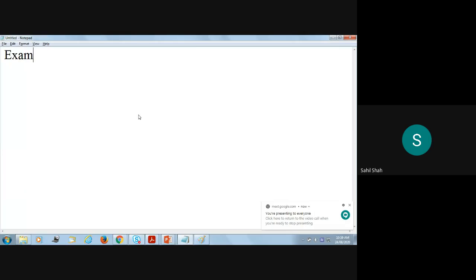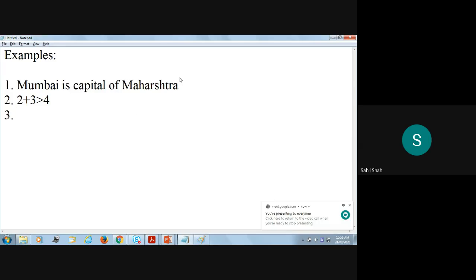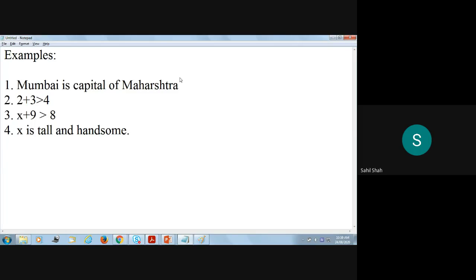So again, examples. First one, Mumbai is the capital of Maharashtra. Second, 2 plus 3 is greater than 4. Third, x plus 9 is greater than 8. Fourth one, x is 9. What do you observe? I have written a couple of examples in front of you.